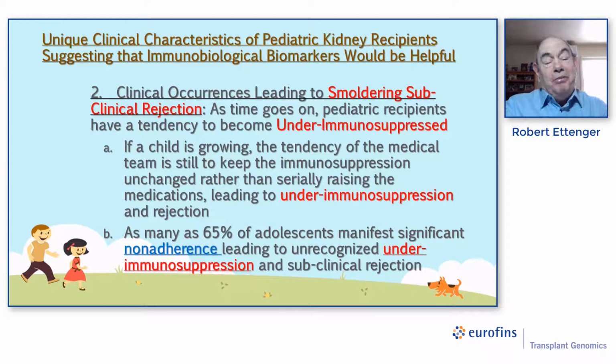Moreover, and this is probably the big bad actor, as many as 65% of adolescents manifest significant non-adherence, leading to unrecognized under-immunosuppression and subclinical rejection. This is a particularly large problem, certainly in adolescents, but also perhaps unknowingly in adults.